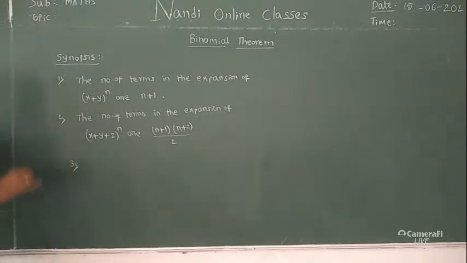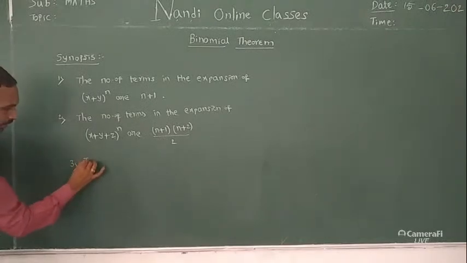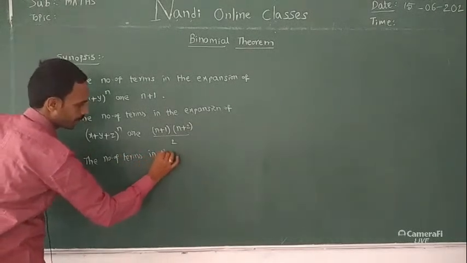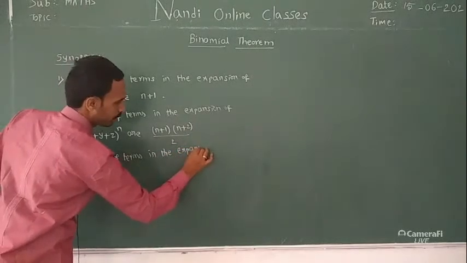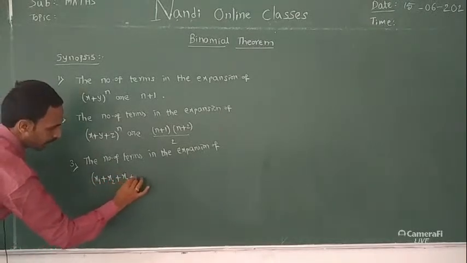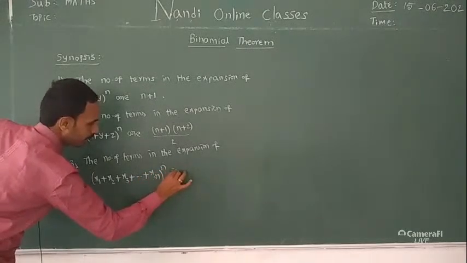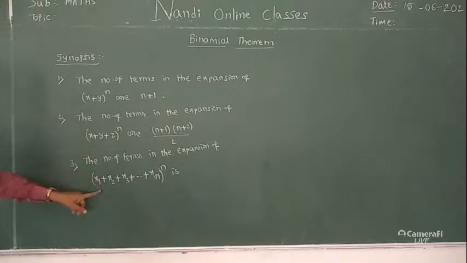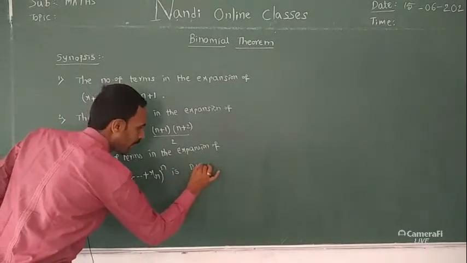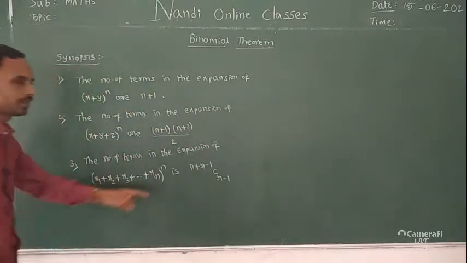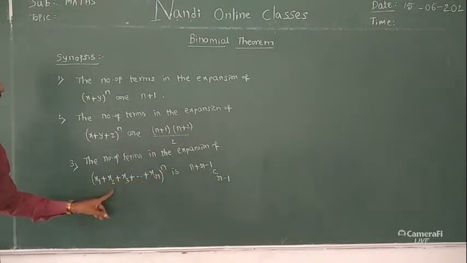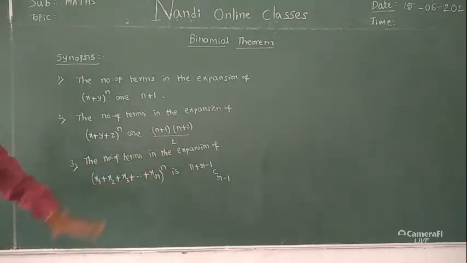Suppose a polynomial is given. How many terms are there? The number of terms in the expansion of (x1 + x2 + x3 and so on up to xr) whole power n is n + r - 1 C r - 1. That is the formula. Here n is the power, and r is how many terms are within the bracket. That much number of terms are there.